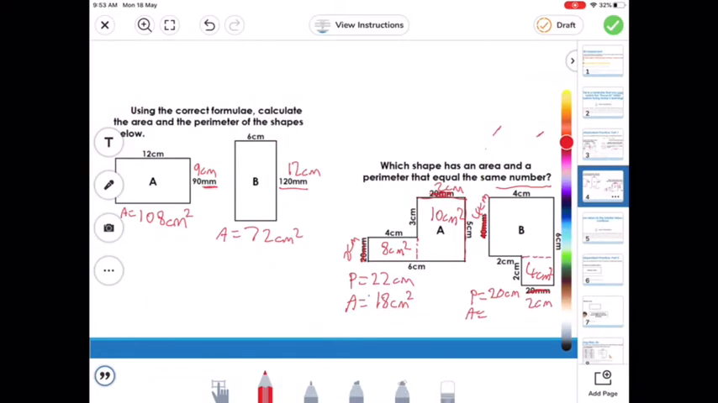So this area here is 4. This area here is 4 times 4, which is 16 centimeters squared, plus the 4, that's 20 centimeters squared. So this shape here has a perimeter and an area which are exactly the same.